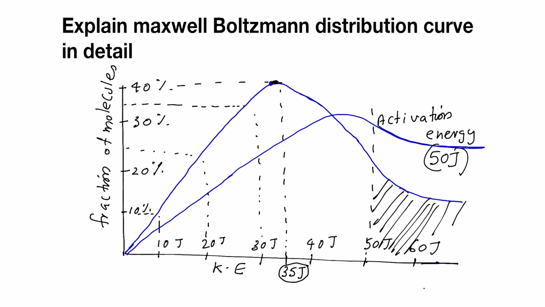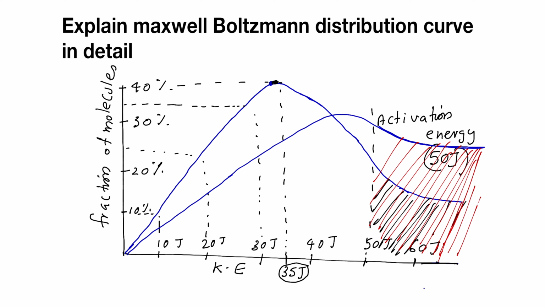Now you can see more fraction of molecules crosses 50 joule, right? Clear, right? It is very evident from the graph. See, now you can see a lot more molecules start crossing the 50 joule. So what is the meaning of that? More and more effective collisions will happen, which leads to an increase of the rate of reaction.